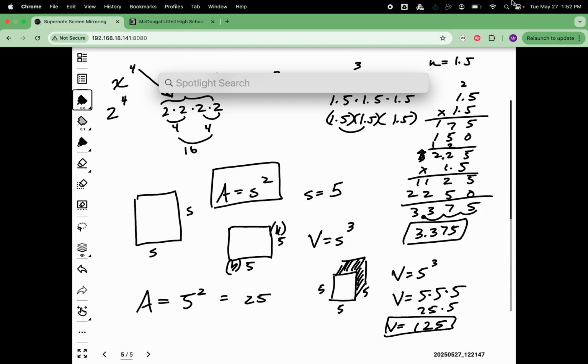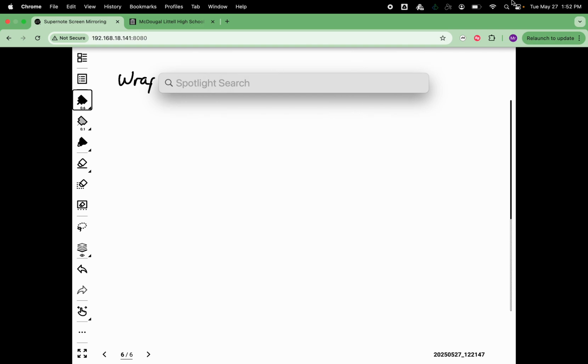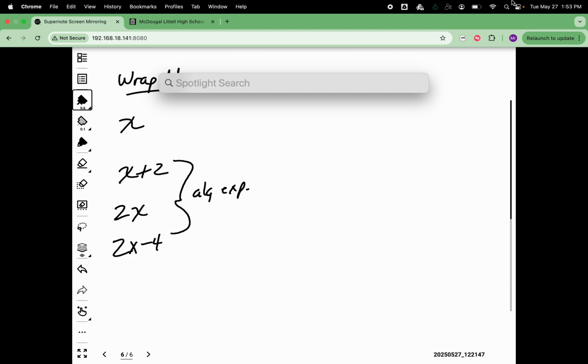Okay, so let's go to our wrap up here. Let's see what we want to remember on this one. 1.1. You need to understand what a variable is: X, Y, Z. Once you understand what a variable is, you also need to know what an algebraic expression is, like x plus 2, or 2x, or 2x minus 4. These are algebraic expressions. This is a variable.